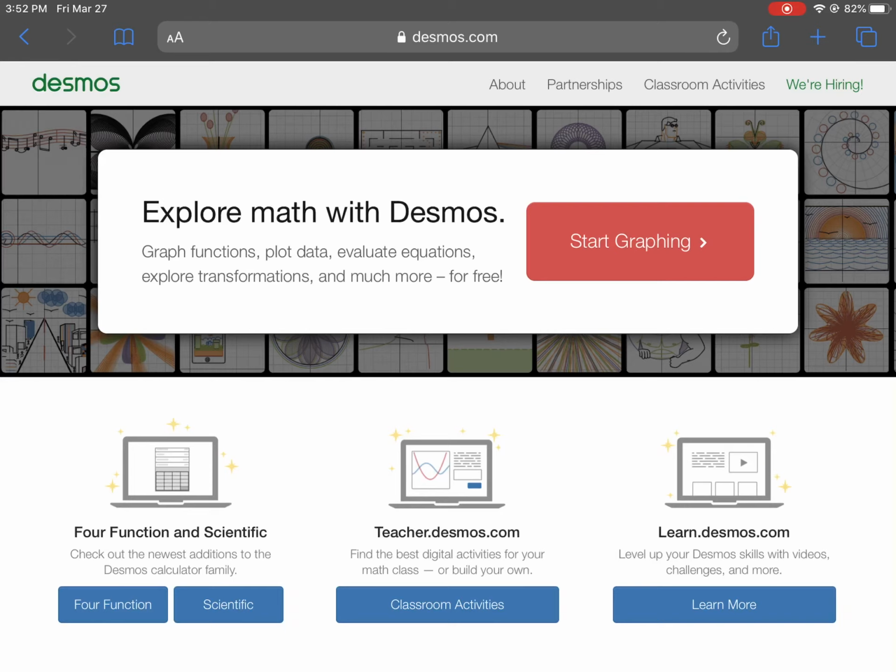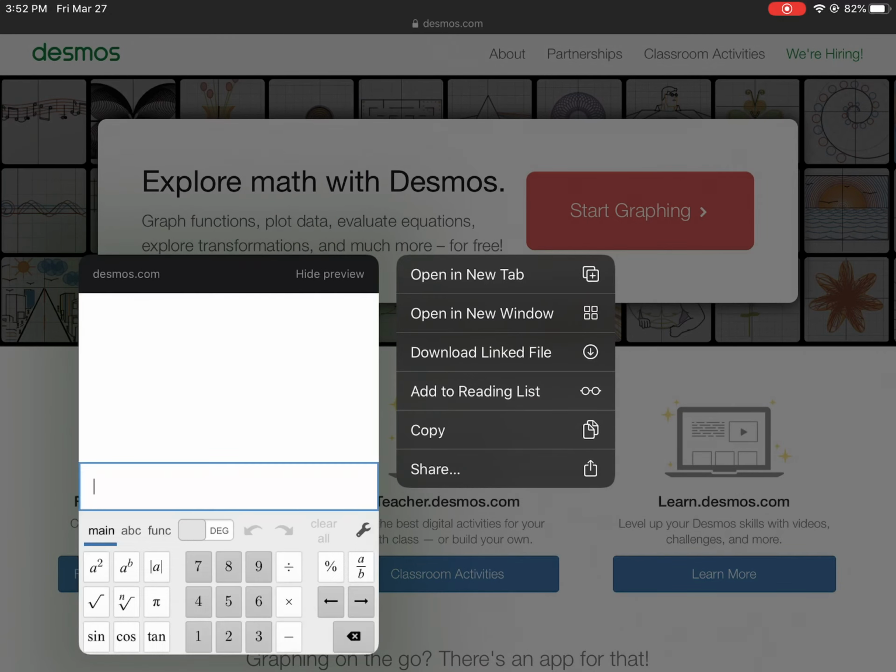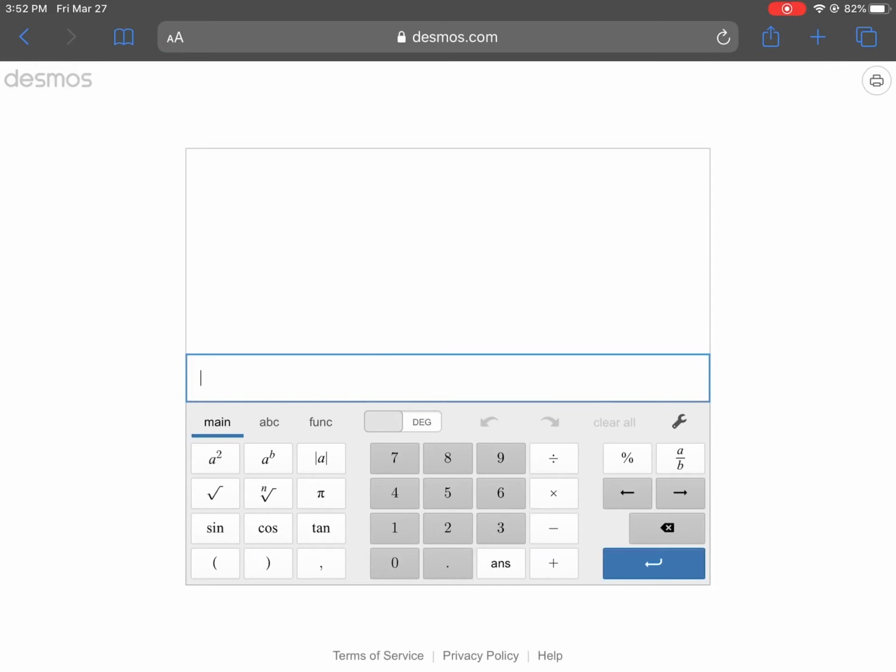Now, we're not graphing yet. If you want access to something that's very similar to the yellow calculator in class, what you want to do is click on the scientific calculator. The scientific calculator is very similar to the calculator in class that you use every day.